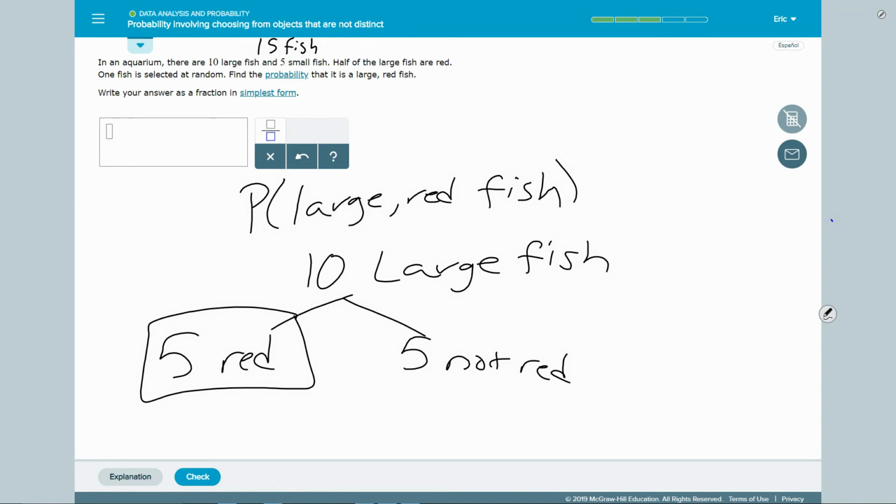Well, what's the total fish? The total fish is 15. And there's a 5 out of 15 chance I'll pick a large red fish. All I did here was figure out what half of my large fish is and use that number over my total. And this is the chance that I'll pick a large red fish. And I simplify that. Divide both by 5, and there's a 1/3 chance I'm picking a large red fish.